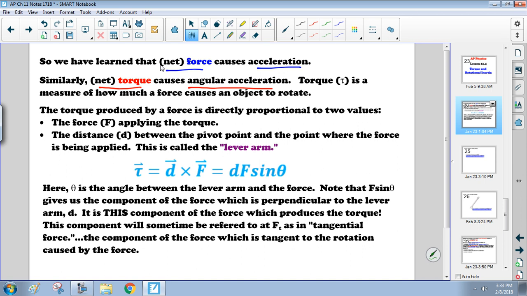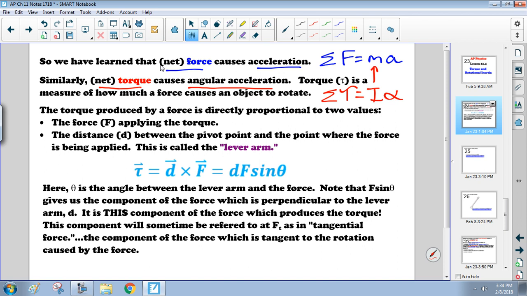So the connection lies in these two equations. Newton's second law tells us that net force is mass times acceleration, right? So last year we learned that the angular counterpart for that was this, that net torque is equal to rotational inertia, the counterpart to mass, times angular acceleration. Okay?